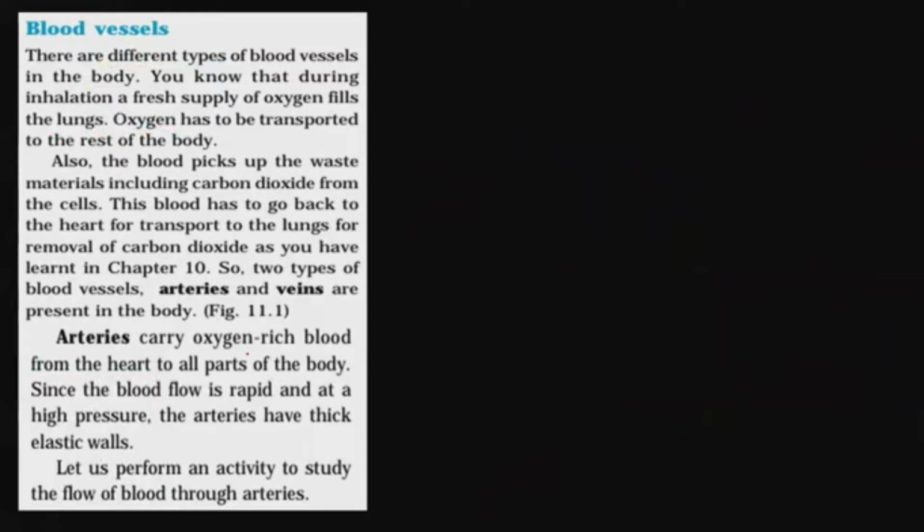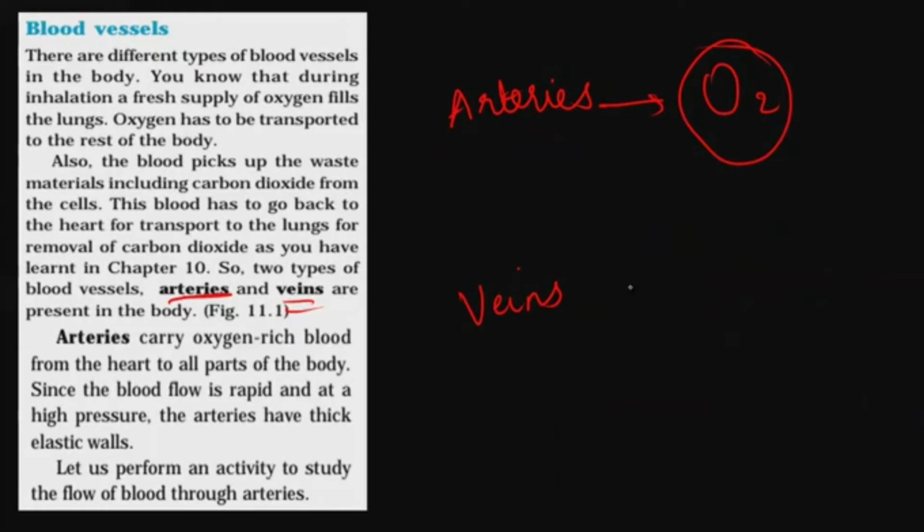So there are two types of blood vessels, arteries and veins. Now, arteries carry oxygen-rich blood. Veins carry deoxygenated blood, or carbon dioxide rich blood, or waste products in the blood. So you must have understood that arteries take blood to the various parts of the body, whereas veins take it towards the heart, carrying the waste products so that we can excrete them.